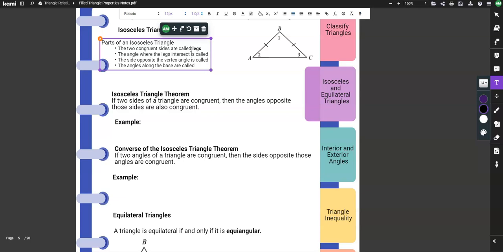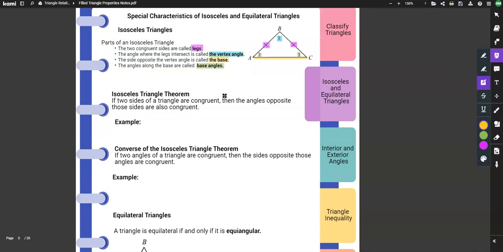The angle where the legs intersect is called the vertex angle. The side opposite the vertex angle is called the base. And the angles along the base are called the base angles. So in this instance, angle 1 is our vertex angle, and angles 2 and 3 are our base angles. Our legs are side AB and BC, and our base is AC.